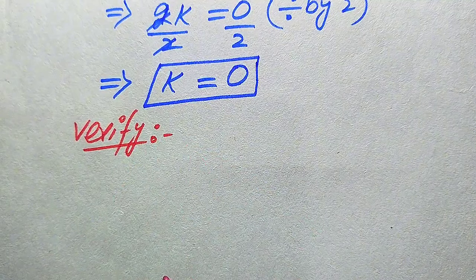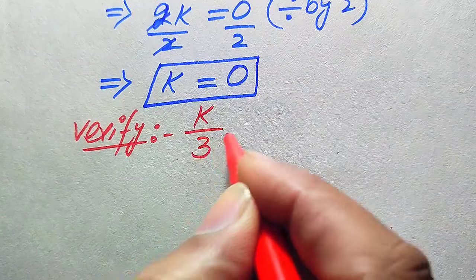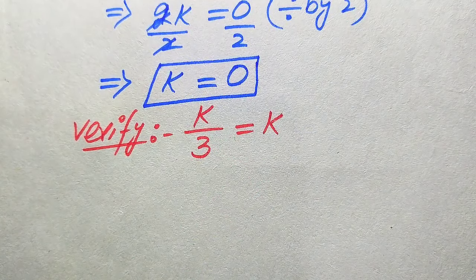And now in the next step we need to verify whether this value of k is a solution or an extraneous root. For this we need to copy down the given question statement. Here it is k divided by 3 is equal to k.